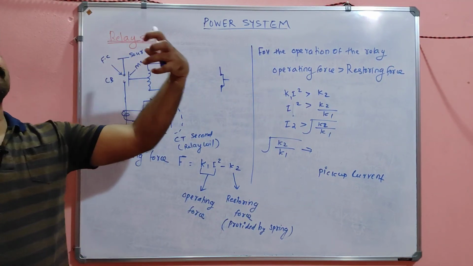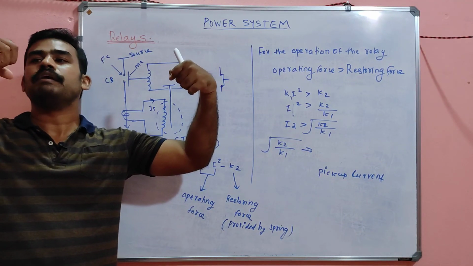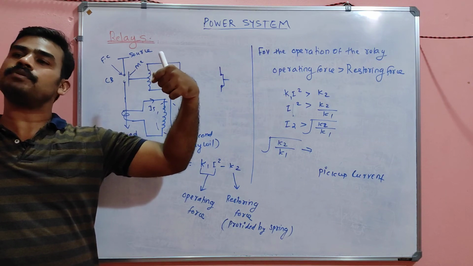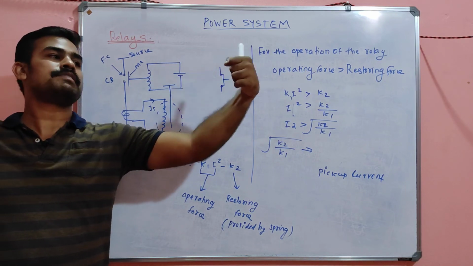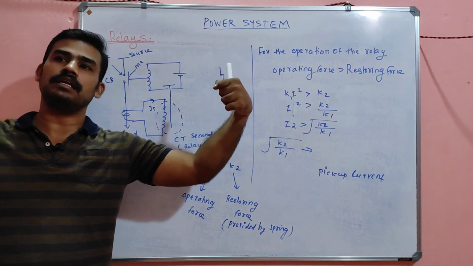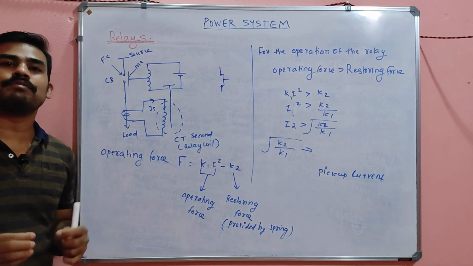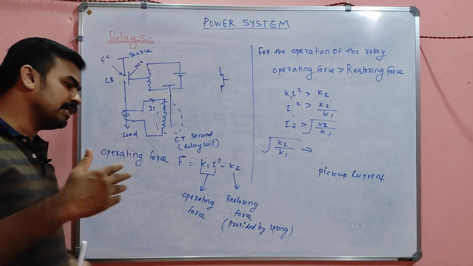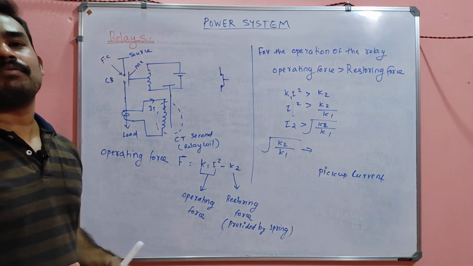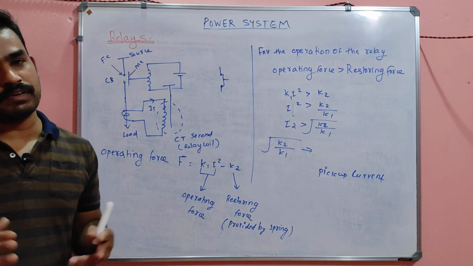That means there will be two forces, my dear. If one force is greater than the other force, the relay will operate. If this force is greater than this force, the relay will not operate, that's all. So basically this is the principle of a relay. Okay, from next class onward, we will discuss about different types of relays, my dear.